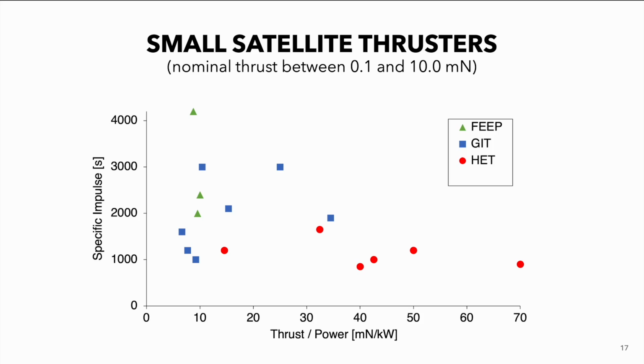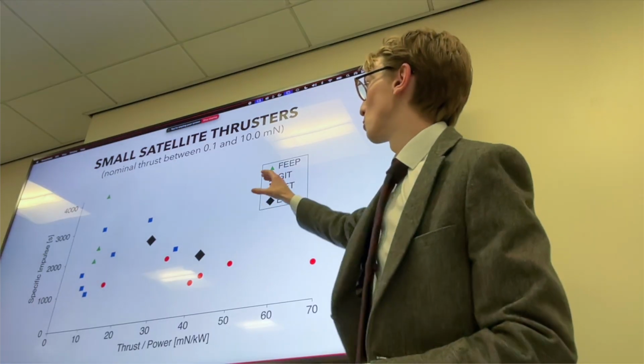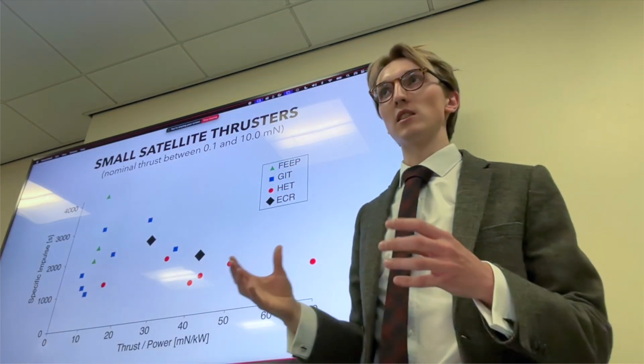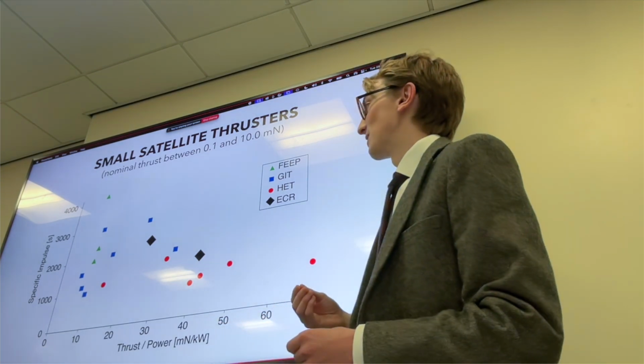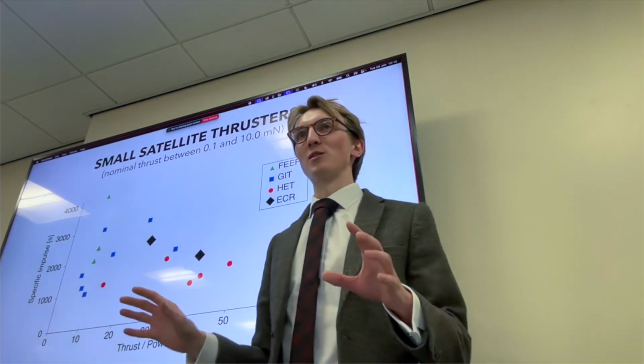And the gridded ion thrusters and the Hall thrusters have a high specific impulse, so you're getting more delta V for your unit mass of propellant. So if we put ECR thrusters, this is the current state of the art of ECR thrusters, they're quite high up here. They have a quite high thruster power and a quite high specific impulse. They're kind of in between gridded ion thrusters and Hall effect thrusters in terms of performance. But they've actually yet to be flown in space at all.